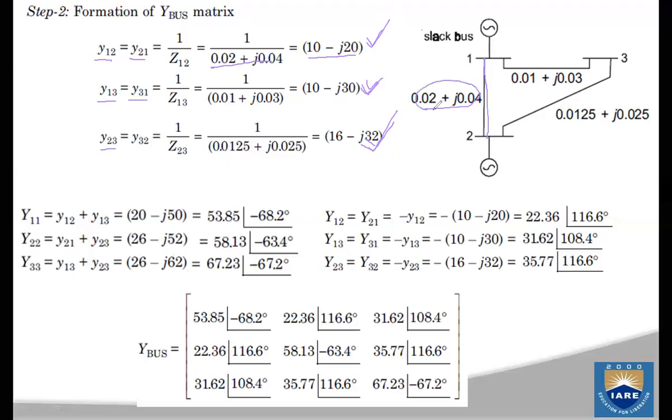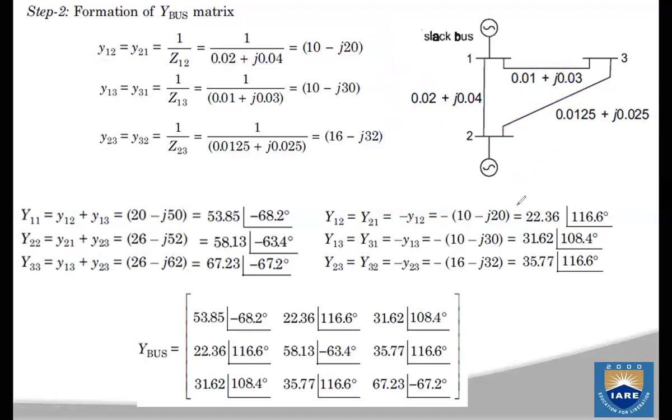Actually this is impedance, so this was converted into admittance. This is the impedance of 1 and 3, so we converted it into admittance. This is the impedance of the transmission line between 2 and 3. So this is the admittance for this. So we converted all the impedances into admittances.